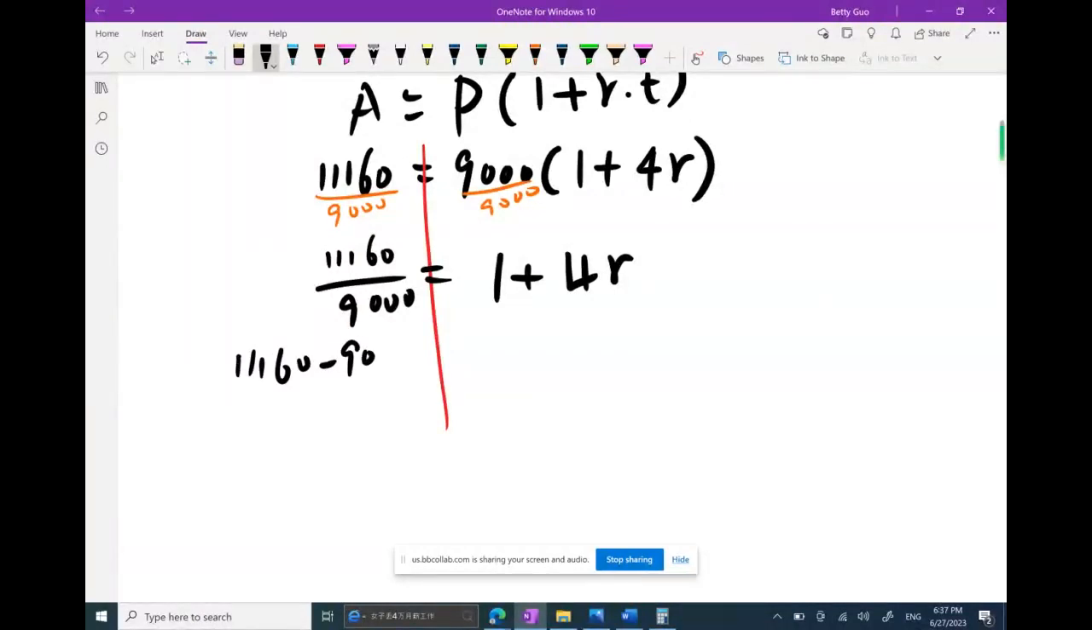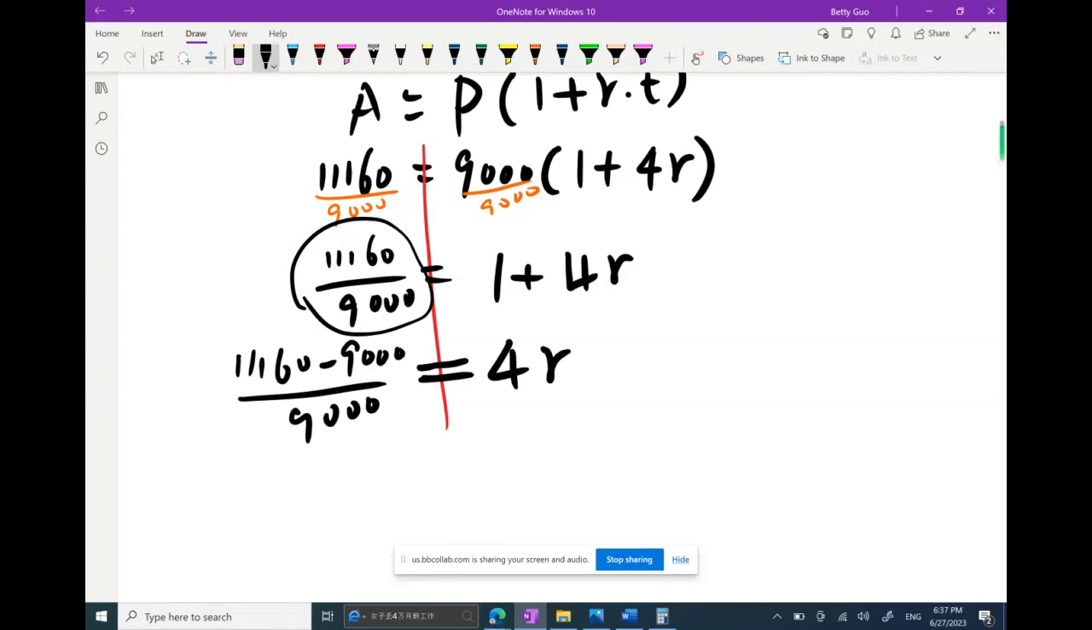11160 minus, I skipped some steps. You minus 1. 1 is 9,000 over 9,000. So this fraction minus 1 is the same as that fraction minus 9,000 over 9,000. So they have the same denominators. I process the numerator, and that gives me 2160 over 9,000.